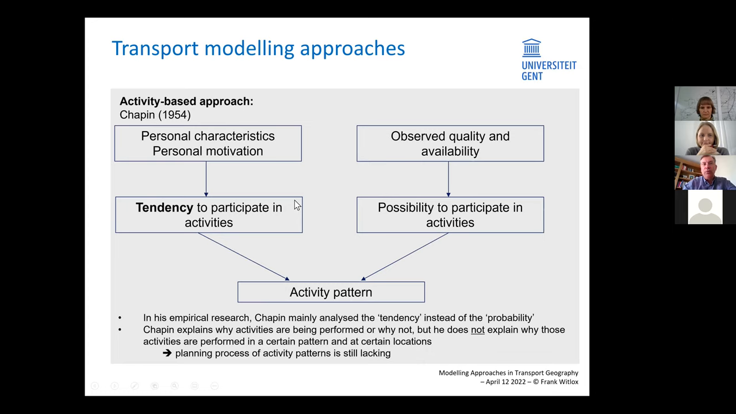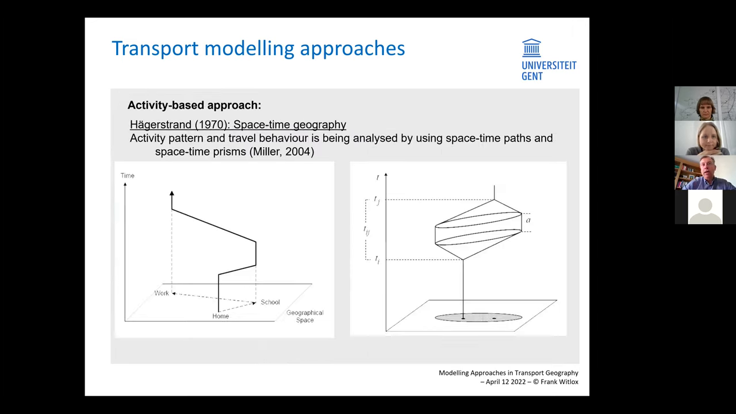So on the basis of the activities that people do, we also obtain additional information that is relevant for travel behavior research. Now, this work dates from the 1950s by Chapin, and even more so by Hägerstrand with his well-known space-time geography, where we also add the potential path area and look at the amount of time that people spend in a certain location, then they move and arrive at another destination, which could be their work or shopping or whatever.